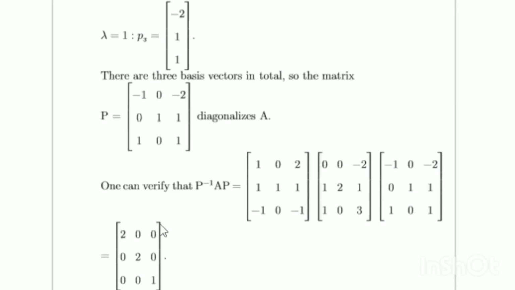For checking that, we write down P inverse A P. Find the inverse of the matrix P, then the A matrix, then the P matrix. After calculation you can see that it is [2, 0, 0; 0, 2, 0; 0, 0, 1]. It is a diagonal matrix with the diagonal entries being our eigenvalues.